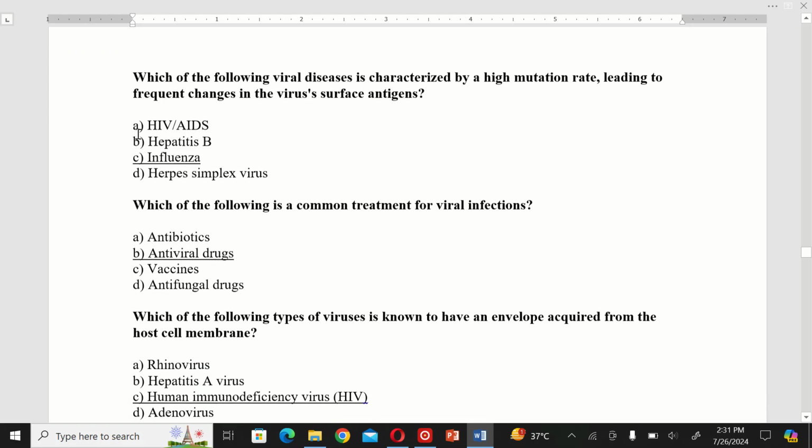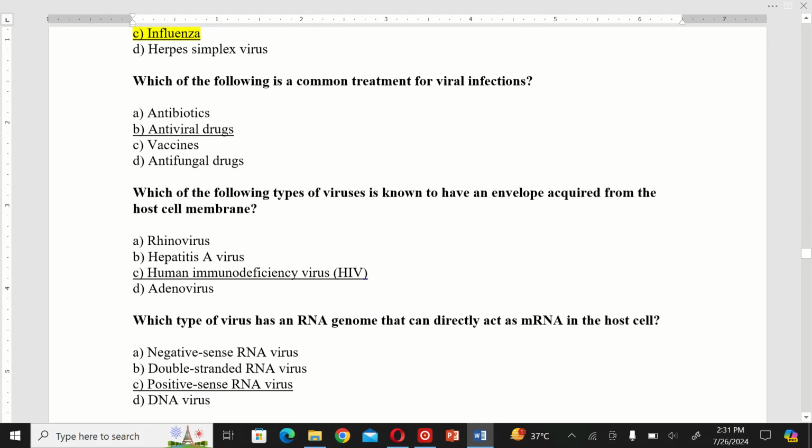The next MCQ is: which of the following viral diseases is characterized by a high mutation rate leading to frequent changes in the virus's surface antigens? A. HIV/AIDS, B. Hepatitis B, C. Influenza, D. Herpes simplex virus. So the correct option is C.